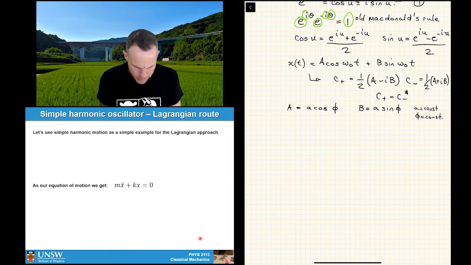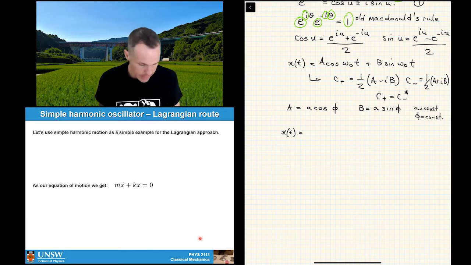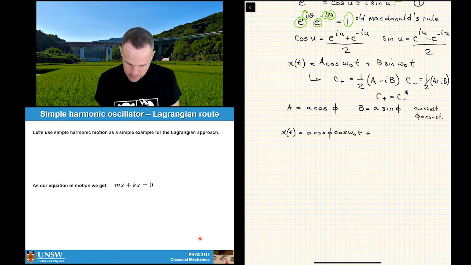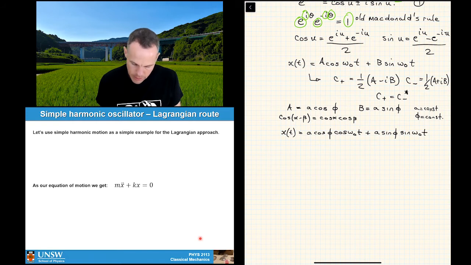So what we can do is take our x of t from up above, and we can write it with these two terms, big A and big B, in there. So it would be A cos phi cos omega naught t plus A sine phi sine omega naught t. And then we can use this relation here, cos(alpha minus beta) is cos alpha cos beta plus sine alpha sine beta.